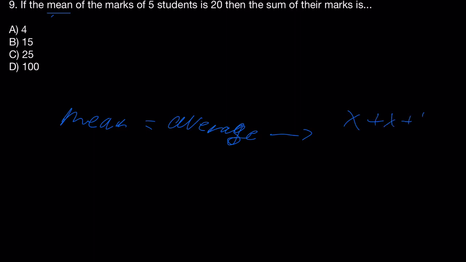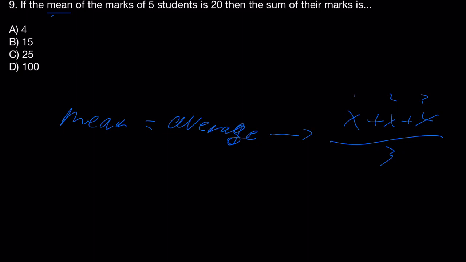Question 9 asks, if the mean of the marks of 5 students is 20, then the sum of their marks is what? Okay, so it's asking about the mean. And mean just means the average. Mean means average. And average just directly translates to add the numbers and divide them over how many numbers. So if you have 3 numbers, you're going to just divide them by 3. So that's what a mean is.